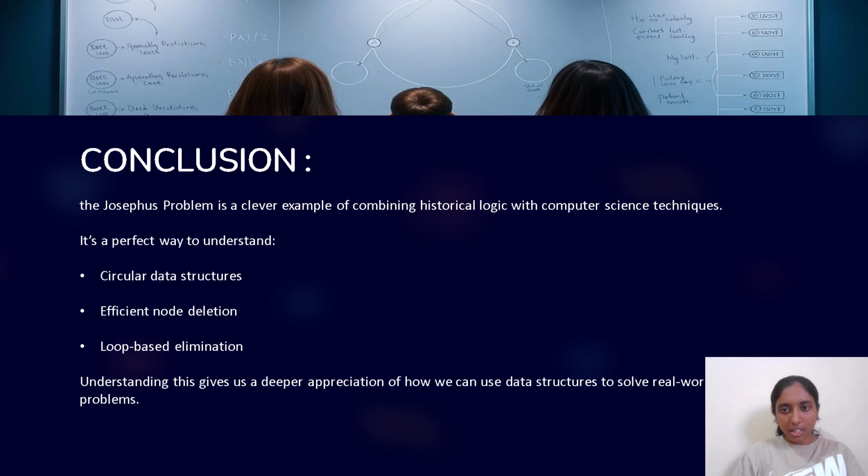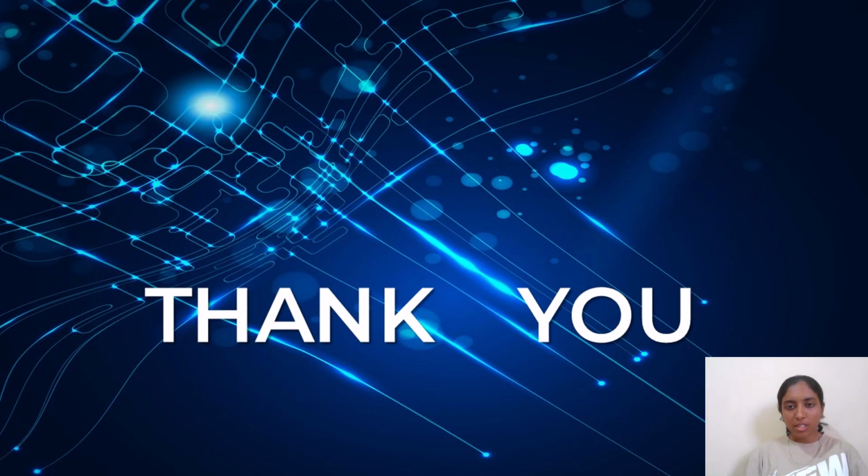At last, we can conclude that, to wrap up, the Josephus problem is a clever example of combining historical logic with computer science techniques. It's a perfect way to understand circular data structures, efficient node deletion, and loop-based elimination. Understanding this gives us a deeper appreciation of how we can use data structures to solve real-world problems. So this was about it, the Josephus problem. Thank you, everyone.